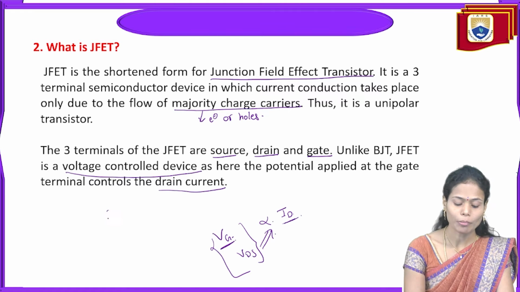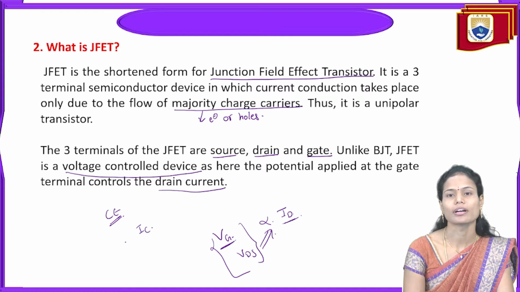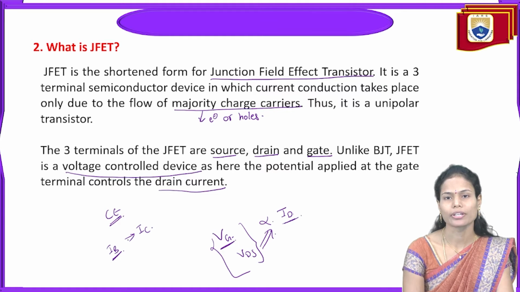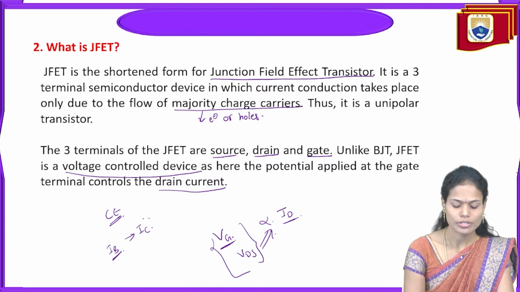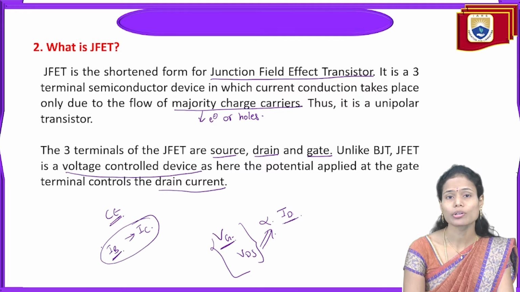And always the output current is proportional to the input current in the case of BJT. Suppose you take the common emitter configuration of the BJT, the output current is the collector current. This output current increases or decreases depending upon the base current which is flowing through the input terminal of the common emitter configuration. So because of this reason, it is a current control device. The output current is controlled by the input current in this particular case.